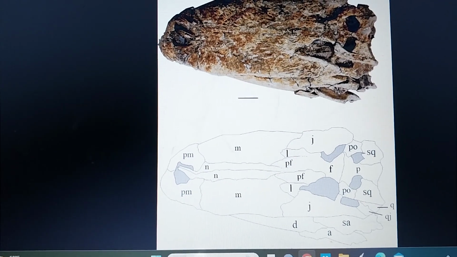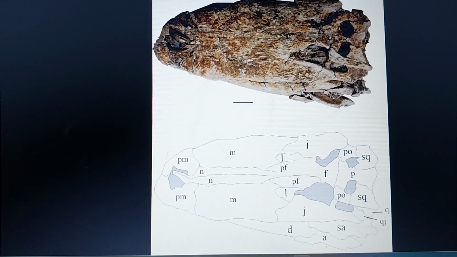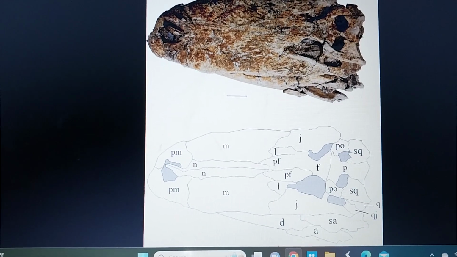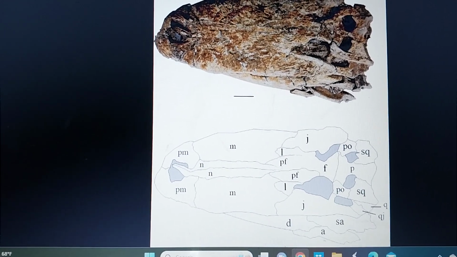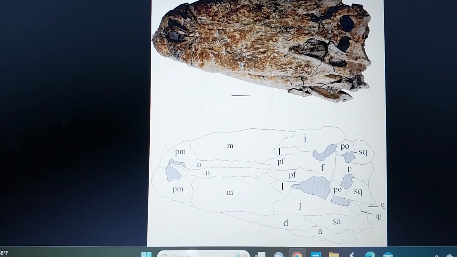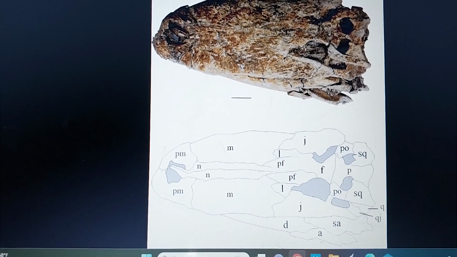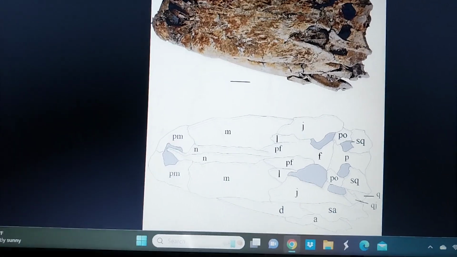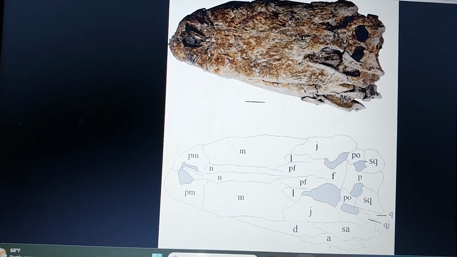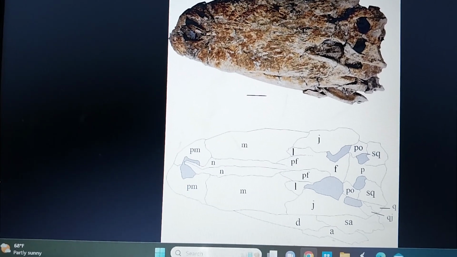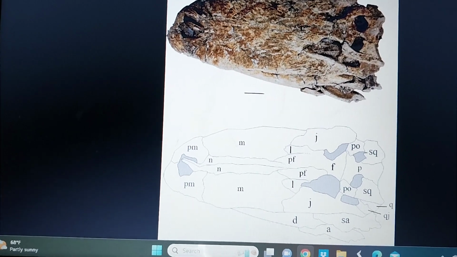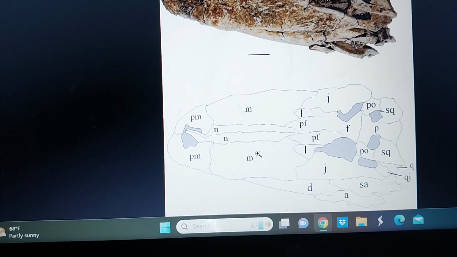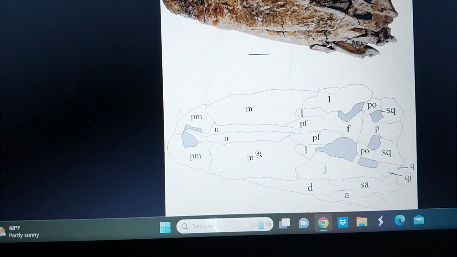The frontal bone and parietal meet just behind the orbit, separated from one another by a straight suture. The supratemporal fenestrae are rounded, giving the parietal an hourglass shape. The axial and appendicular skeleton are largely similar to the other species of alligators.